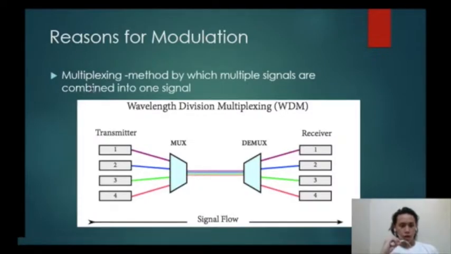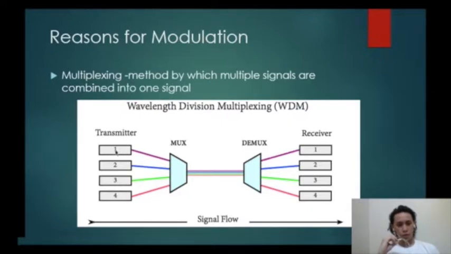So, the fourth reason is multiplexing. Multiplexing is a method by which multiple signals are combined into one signal. So, why do we need multiplexing? We use multiplexing to save costs.